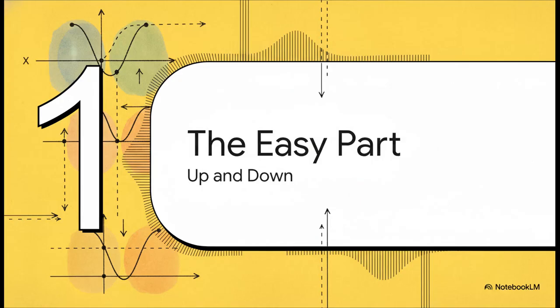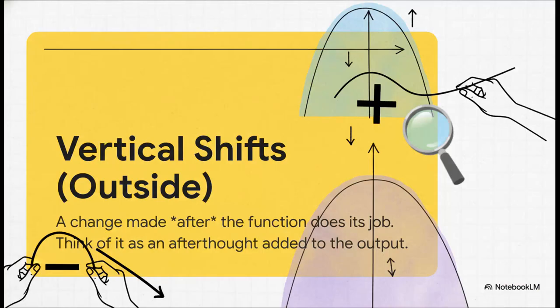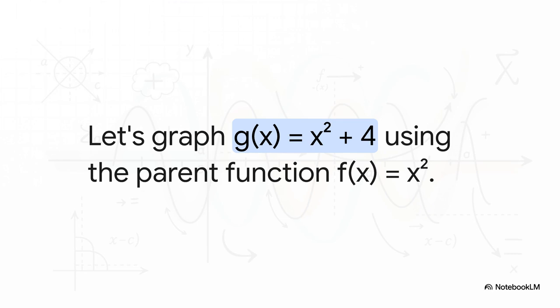Okay, so let's start with the most intuitive, the most straightforward kind of transformation there is, vertical shifts. These just make sense. The key thing to notice here is that word outside. Think of it like this. The function, f of x, does all its work. It calculates the height. And then only after all that is done, we come along and just tack on a number. It's an afterthought.